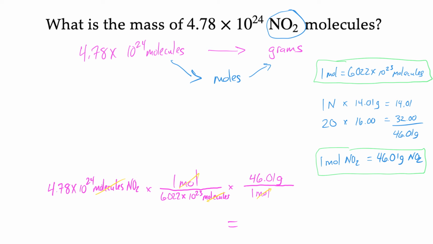So when I calculate this, I'm going to divide first by Avogadro's number, and then I'm going to multiply by the molar mass, and I get 365 grams of NO2.